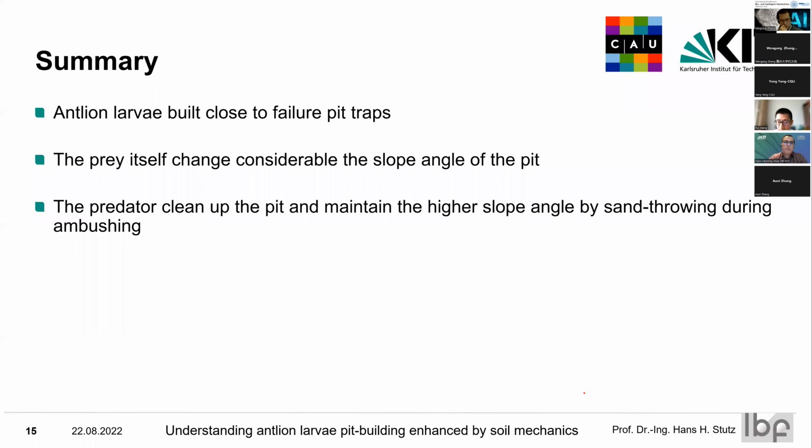So to sum up, the antlion larvae build close-to-failure pit traps. The prey itself considerably changes the slope angle of the pit, even without a predator being there. And by throwing sand, the predator also cleans up the pit and maintains a higher slope angle, which is of course beneficial for him.